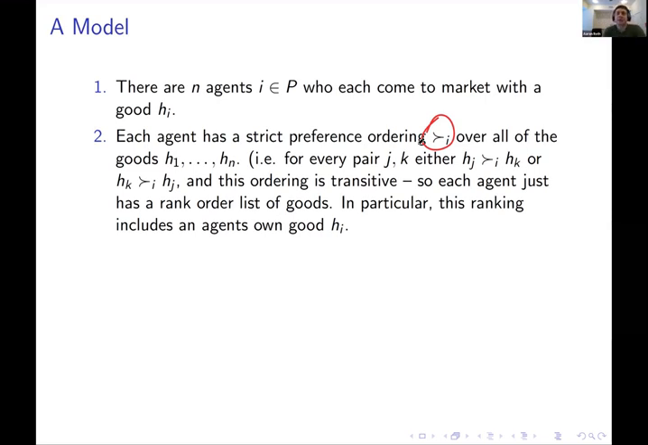And in general, if player i prefers house j to house k, we'll denote it like this, which you can read as, player i prefers house j to house k. Right, and the fact that it's a strict preference ordering just means that for every pair, either you prefer j to k or you prefer k to j. There's no indifferences. Okay, and this ranking includes your own good. It might be, for example, that you actually kind of like your own house, and maybe it's not your absolute favorite, but you prefer your own house to many of the other houses on the market.